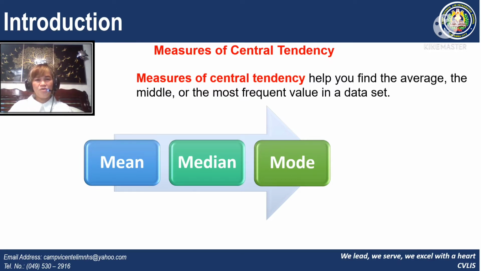For the interval or ratio levels, in addition to the mode and median, you can use the mean to find the average value. Like if you want to check your average grade in all subjects or in 8 subjects this quarter, you use the mean.